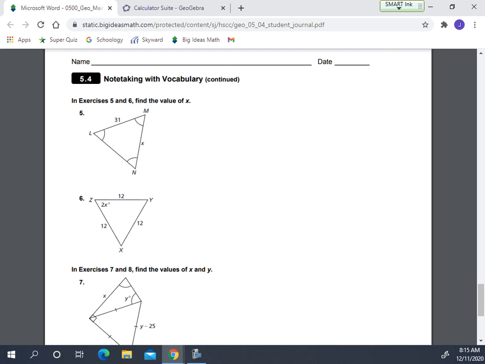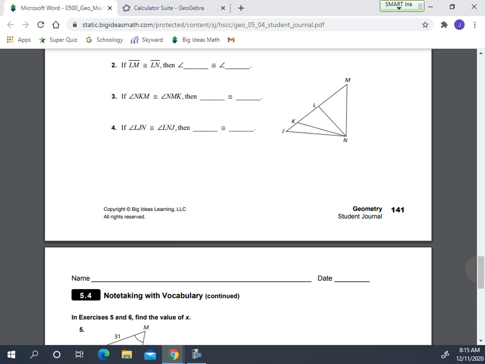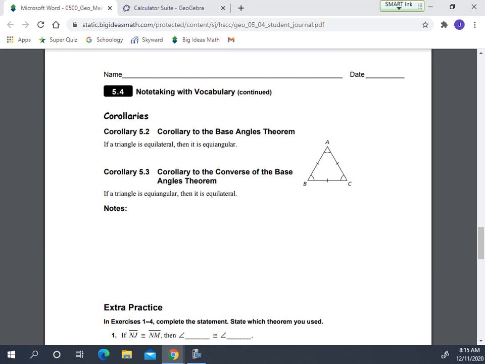Okay, well, how do we find the value of x? We have three equal angles, because these little marks mean that they're all equivalent. And we have one side length of 31. Well, if you don't know, scroll up, or go in your notes and see when they give us an equilateral triangle, what do we know? We know that if a triangle is equilateral, then it is equiangular.